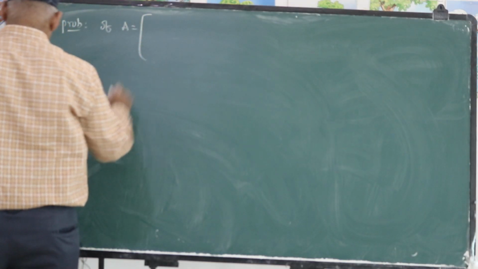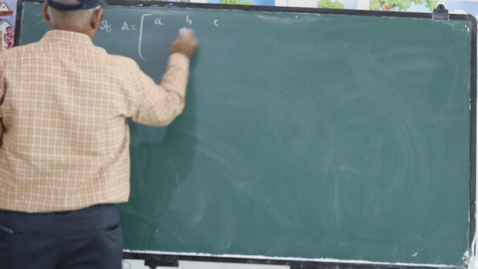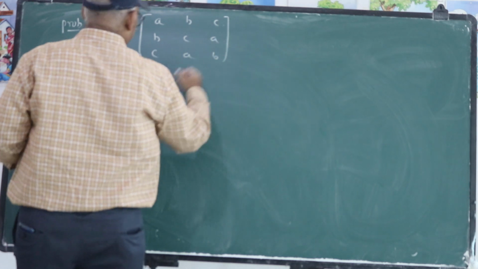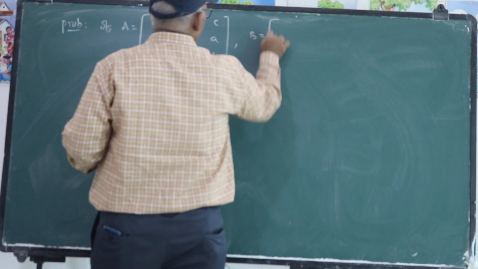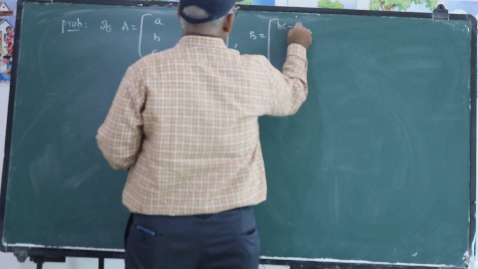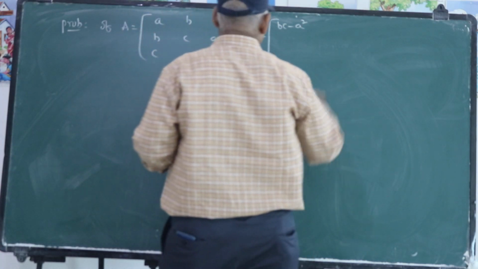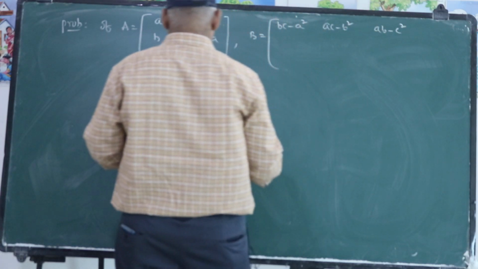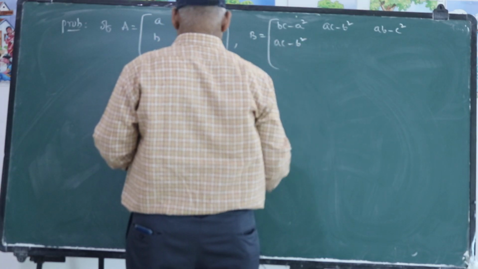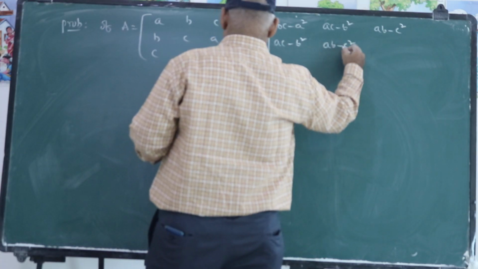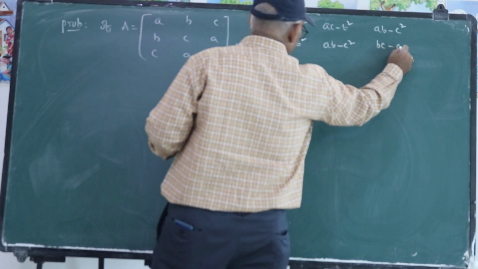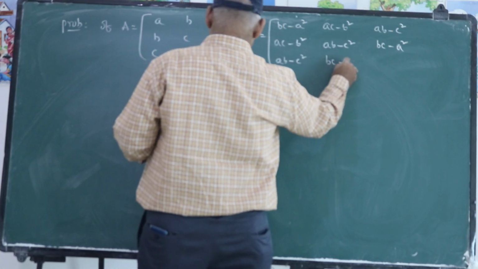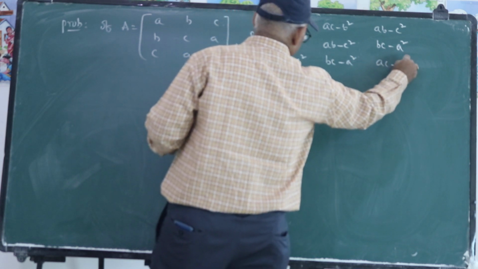If A equals the matrix with rows A, B, C; B, C, A; C, A, B, and B is given as the matrix with rows BC minus A square, AC minus B square, AB minus C square; AC minus B square, AB minus C square, BC minus A square; AB minus C square, BC minus A square, AC minus B square.